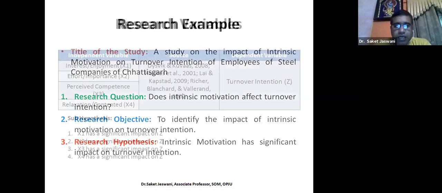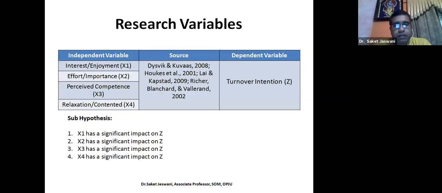So for this particular study, I have identified 4 independent variables as predictors: interest enjoyment, effort importance, perceived competence, and relaxation contentedness. These are the 4 independent variables. Literature says that these are the independent variables which affect the dependent variable. Various authors have been mentioned here. The dependent variable is turnover intention. So there are 4 sub-hypotheses on the basis of the 4 independent variables.